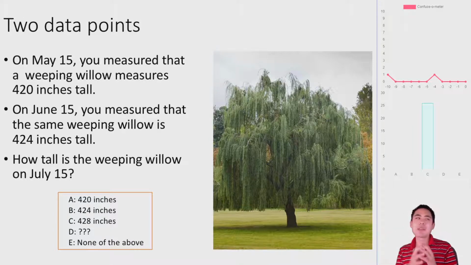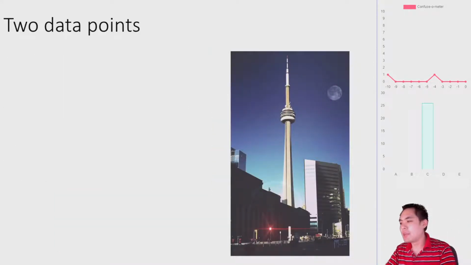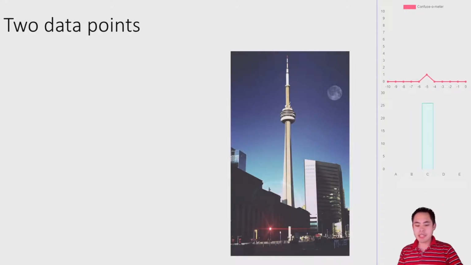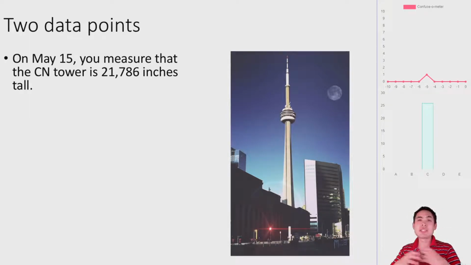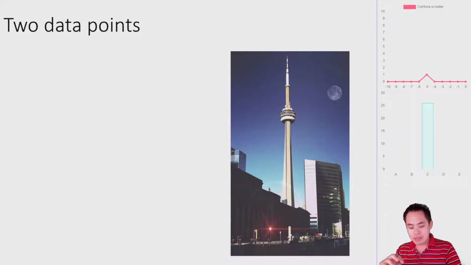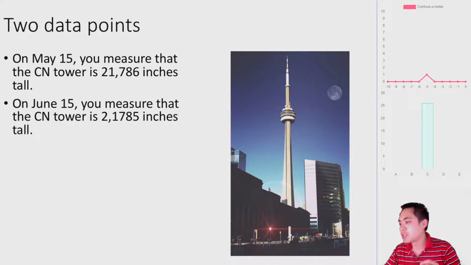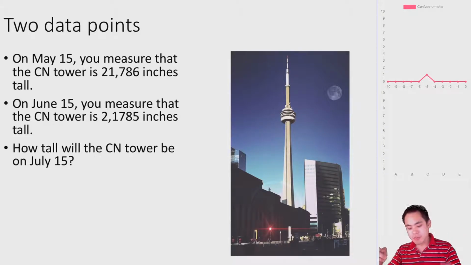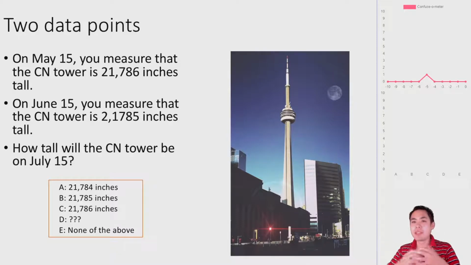Okay, but now let's go back to our CN tower example. Suppose that you had no idea about the CN tower to begin with. Like someone just told you, we measured some object that's in midair, and let's say that I measured that the CN tower is 21,786 inches tall on May 15th. And on June 15th, we measured that it is 21,785 inches tall, the measurement we had yesterday. Now, how tall will the CN Tower be on July 15th? Will it be 21,784, 21,785, 21,786, question mark, or none of the above?